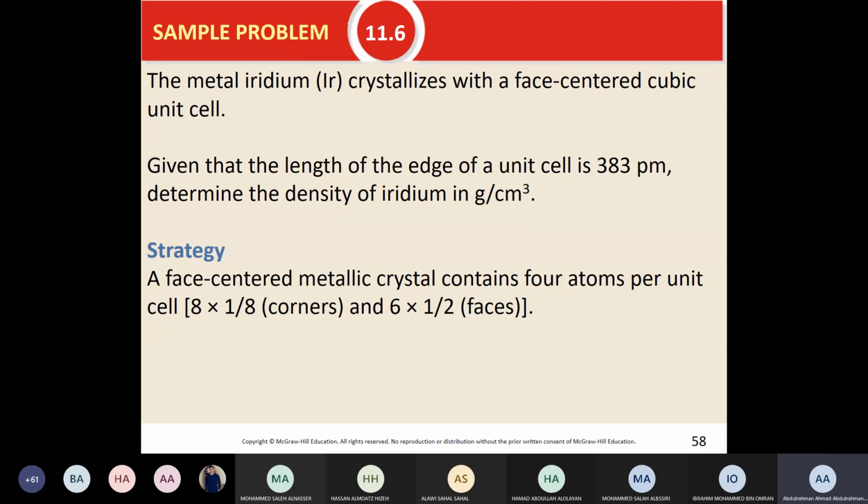The metal iridium crystallized with a face-centered cubic cell. Determine the density. Can you find the density? The unit cell is 383 pm. We solve one like this one. What's this 383? It's a. It's a face-centered cubic. This means how many atoms we have per cube? 4. What's the mass of iridium? 192.22 AMU. Change this to gram.